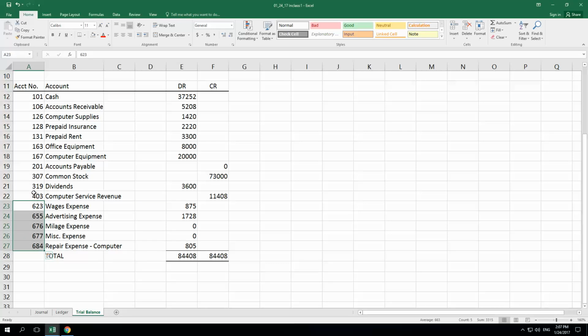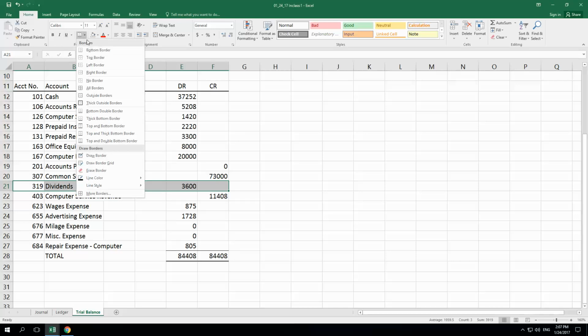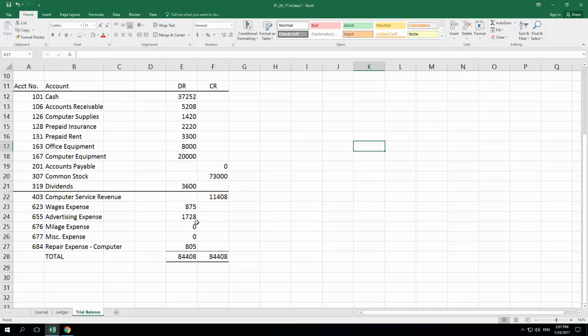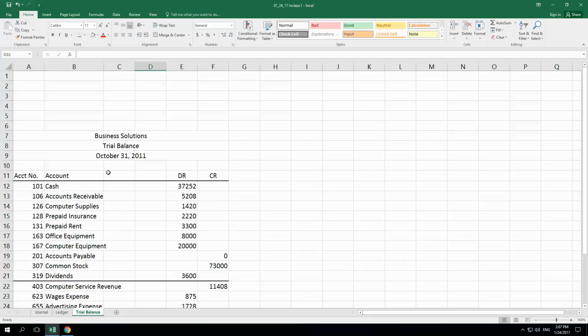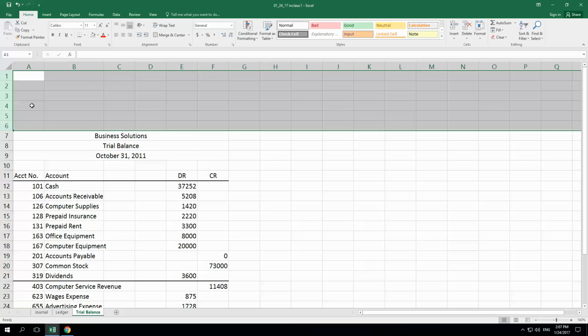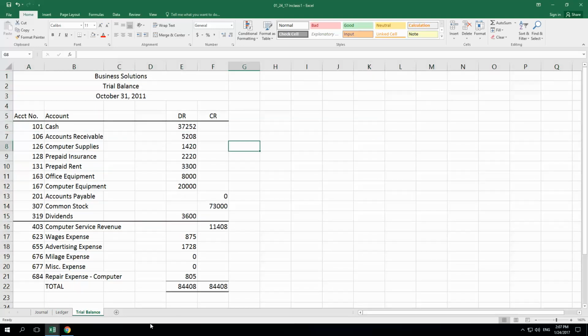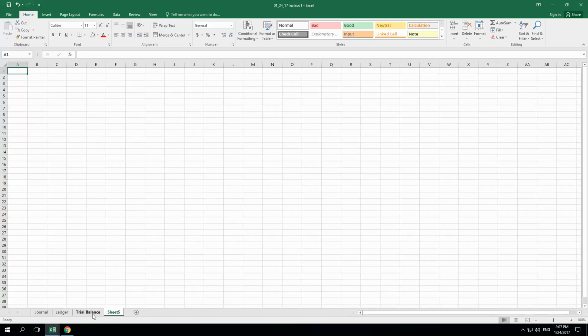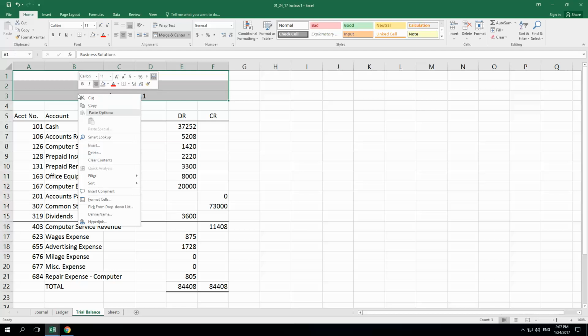So if you put a line right here, just like that, just for your organizational purposes, everything below that line is going to go on your income statement. That's actually your income statement in a real rudimentary format. So if we want to make the income statement, what's the name of our company? Business Solutions. Okay.